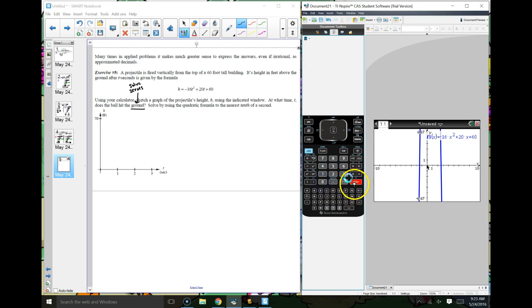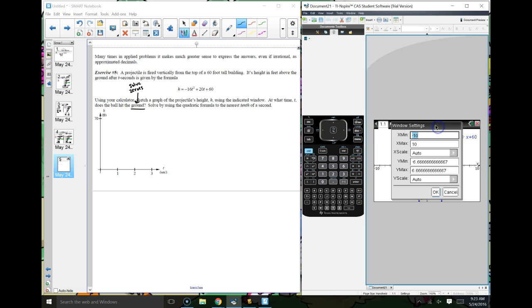Now when I hit enter, this graph might not show up. Yeah, see how it shows up as two lines? Well, I have to adjust the window. So see how in this picture on this graph over here, my y goes up to 70 and starts at 0? So I'm going to go to Menu, Window, and Window Settings.